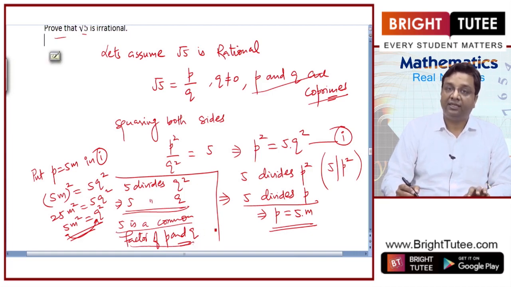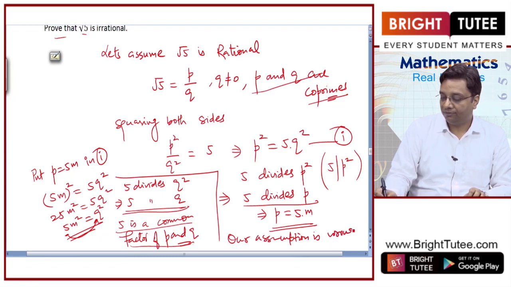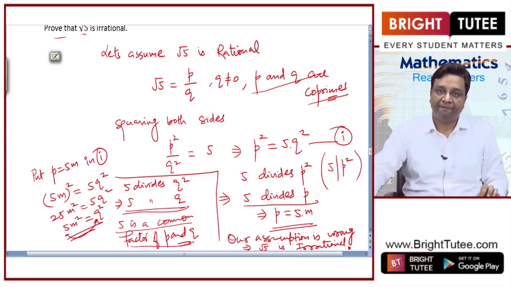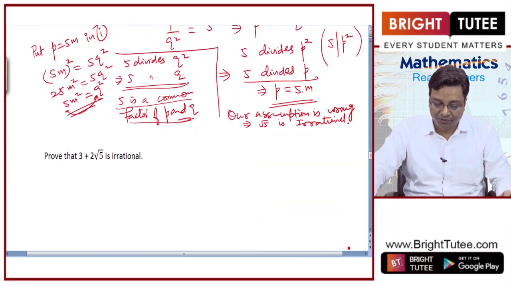So our assumption itself is wrong, right? So we can say root 5 is irrational, okay? This is how we will do these proofs.